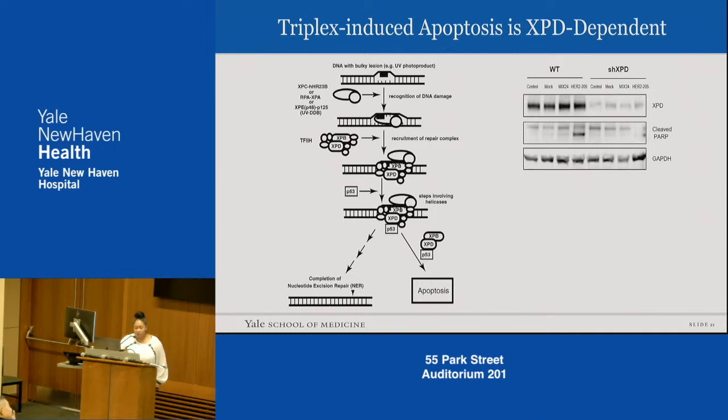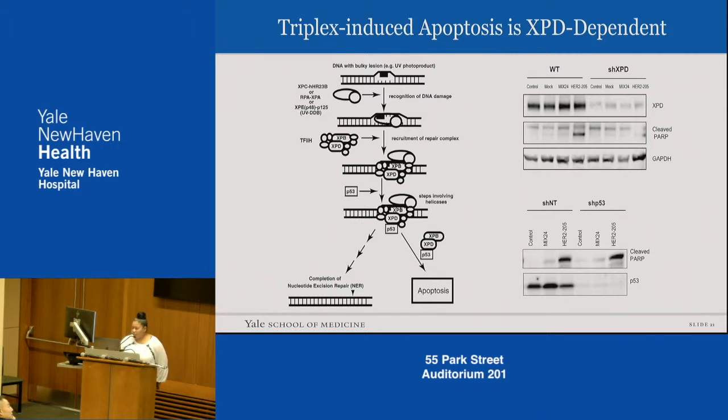So we knocked down XPD and then looked for activation of apoptosis by measuring cleaved PARP, and found that if we knocked down XPD, we no longer had activation of apoptosis. And then we wanted to confirm, was this loss of apoptosis also dependent on p53? So we knocked down p53, but what we found was that we still had apoptosis. So whatever mechanism was being activated was dependent on XPD, but independent of p53, which in terms of cancer is actually a good thing, since most cancers are p53 either null or mutant. So that was exciting news.